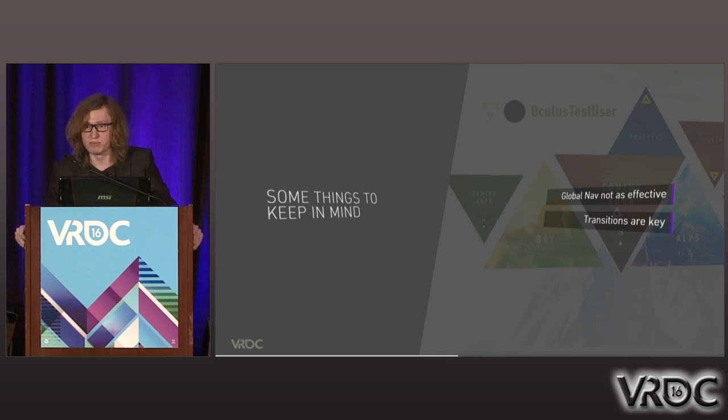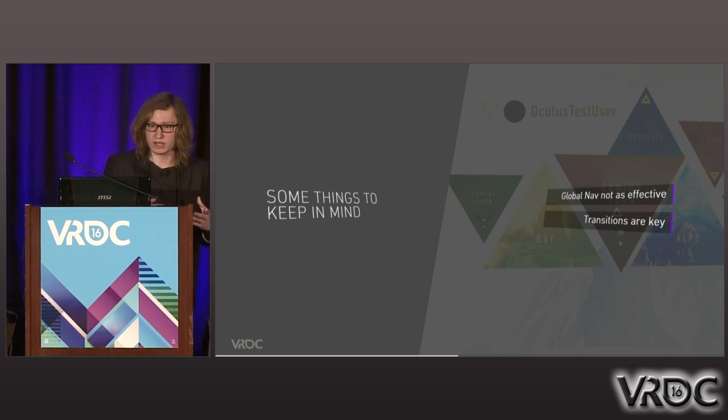Some things to keep in mind when it comes to menus. A global navigation, like using a tab bar at the top, isn't quite as effective, as we found. The reason for that is that the player is always focusing on the content, so being able to reference this global navigation is not always possible. So what we do is we actually separate all of our menus completely. You always have to go into a section and then come out to select something else.